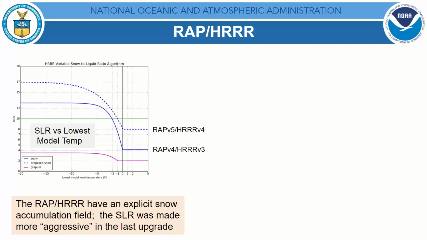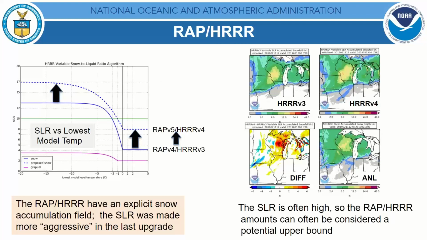The RAP and the HREF actually have an explicit snow accumulation field, and it was made a little bit more aggressive in its last upgrade. This is called version 5, which is now current. It's a little confusing diagram here, but the bottom line is it has a better snow accumulation field due to an improved snow to liquid ratio algorithm. So that's the upshot. It's a little bit more accurate on these latest versions of the RAP and the HREF.